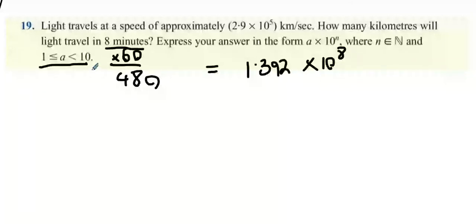A is between 1 and 10, would you agree with that? That's your A value. And your N value is a natural number, which means it's any positive number, 1, 2, 3, 4, 5, 6, 7, 8. Is that okay? All right, awesome. Move on.